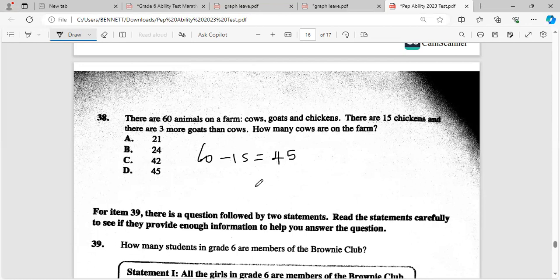So 45 left, sir. So then after that, it says there are 3 more goats than cows. So you're going to take away 3 from 45.